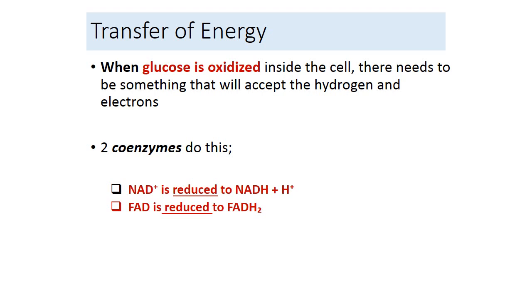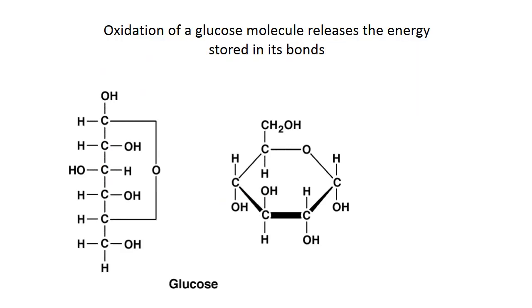And we have two coenzymes within the cell that do this, NAD and FAD. So these two structures will accept the electrons, accept the energy from the glucose bonds that are being broken, and then these coenzymes will transfer that energy to another part of the cell and now this energy can be used to make ATP. Here we see the structure of a glucose molecule.